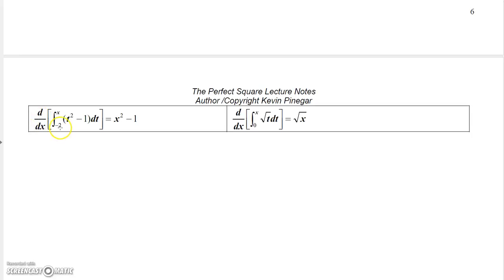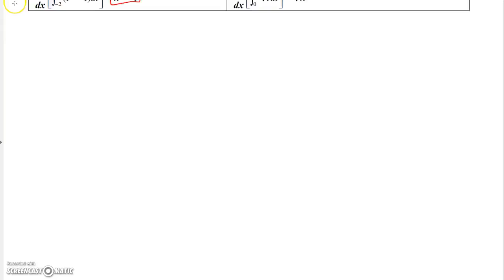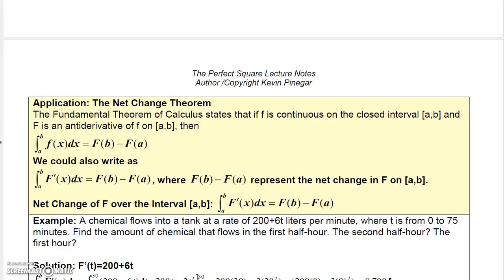Okay, so basically here, if you integrate from negative 2 to x, t squared minus 1 dt, and then take the derivative, you're just going to get x squared minus 1. And then the same thing here for square root of t dt. If you take the derivative of the integral from 0 to x of square root of t dt, you just get square root of x. Now I'm going to finish this. I've got one more application, I believe.